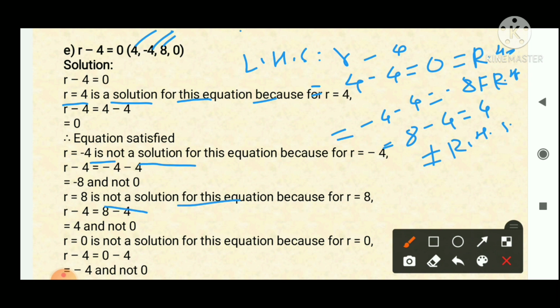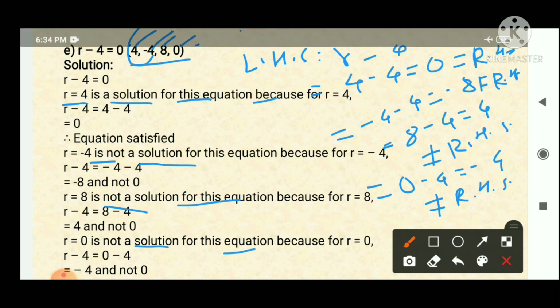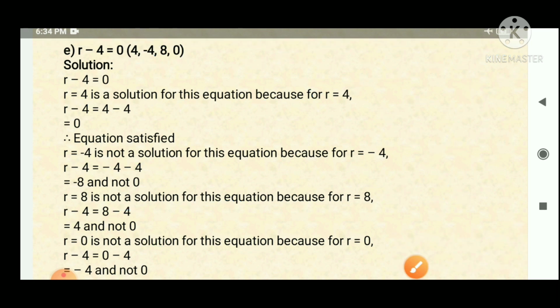Now we put the value of r equal to 0. 0 minus 4 is equal to minus 4, which is not equal to the right hand side. So here also the equation is not satisfied. So r is equal to 0 is not a solution for this equation. Means among these four, r is equal to 4 is a solution for the equation.